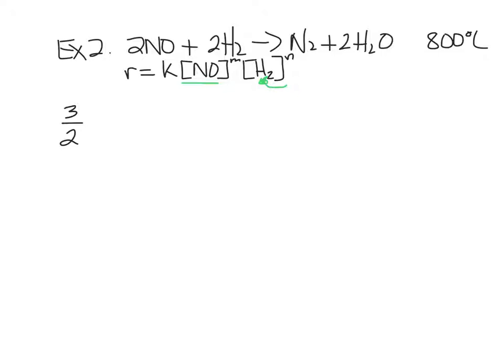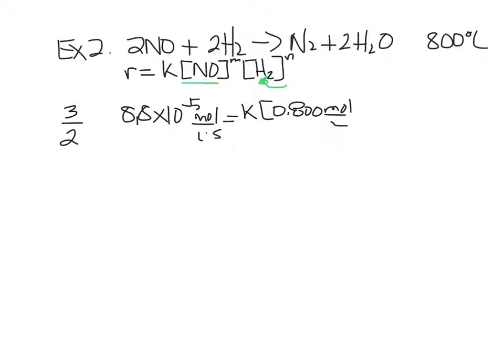So for experiment 3, the rate is 8.8 times 10 to the negative 5 mole per liter per second. This is equal to the constant K times the concentration for NO times the concentration of H2.